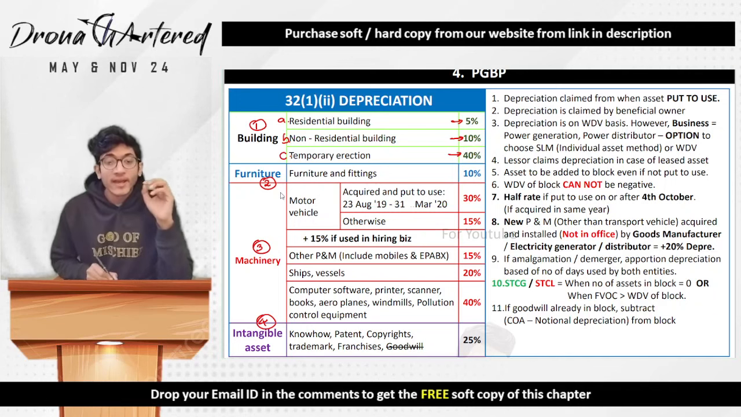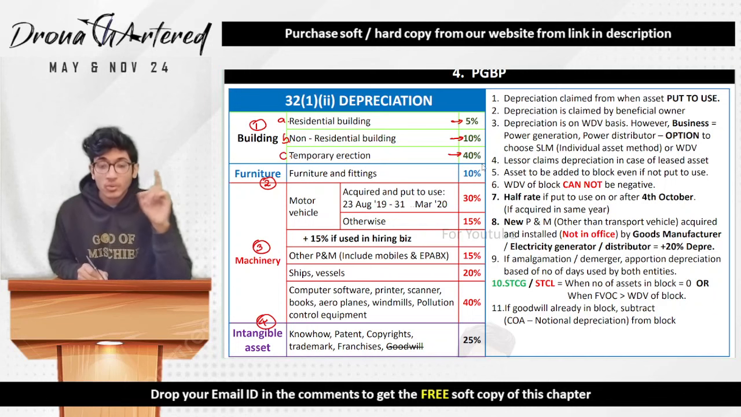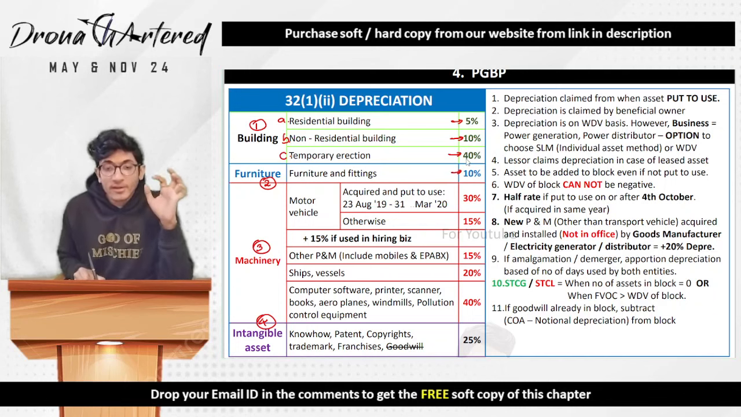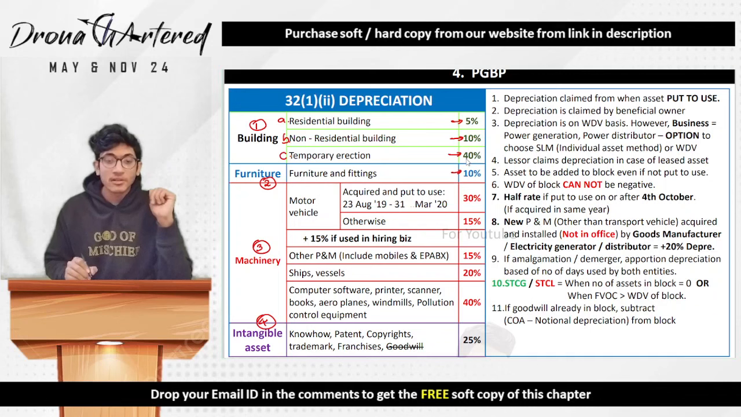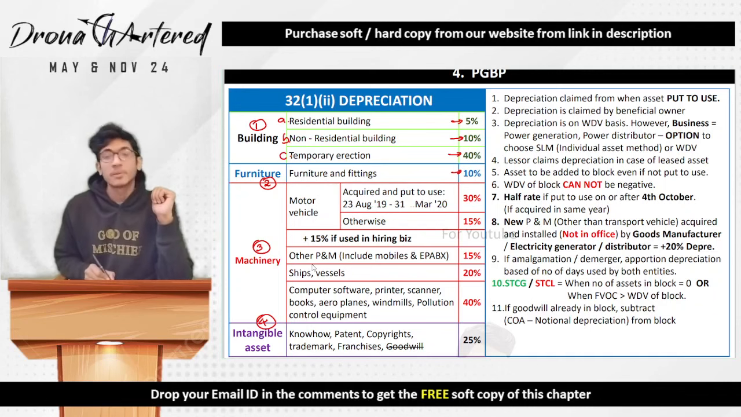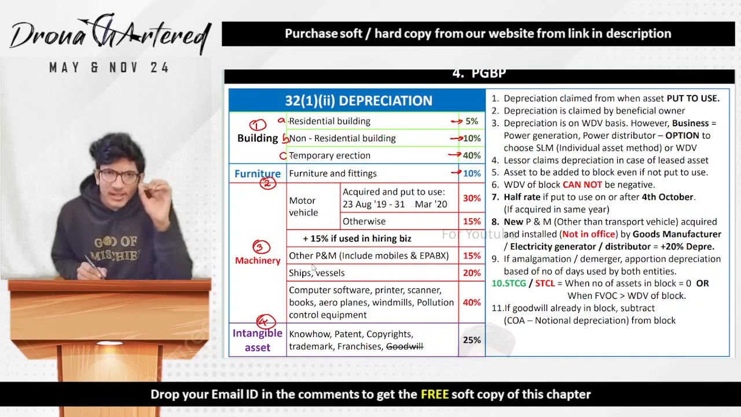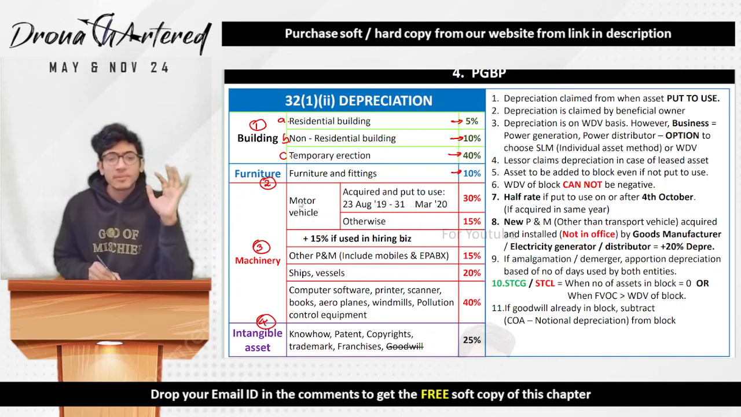Okay, now next is your furniture. Now furniture, there is only one rate, an easy rate, that is 10%. So furniture and fixtures will be depreciated at the rate of 10%. Next is your machinery, a little complicated, but I've made it as simple as possible.